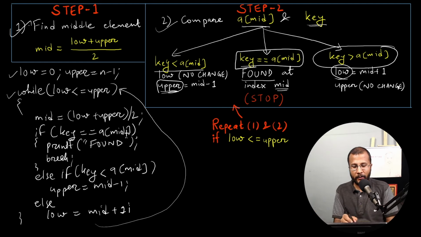And check the middle element with the key element. If it is found, you say that element is found, and then you stop. Otherwise, you go to the left hand side or to the right hand side. Keep on repeating this loop until your low becomes less than or equal to upper index, right?